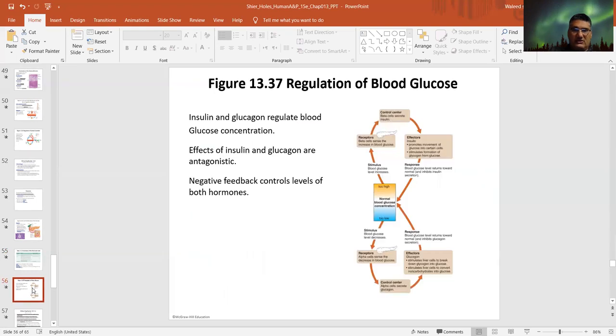Glucagon is doing the opposite. So if the blood glucose level is fine, that's okay. If it increases, you secrete insulin because of the negative feedback. If it is decreased, you secrete glucagon.